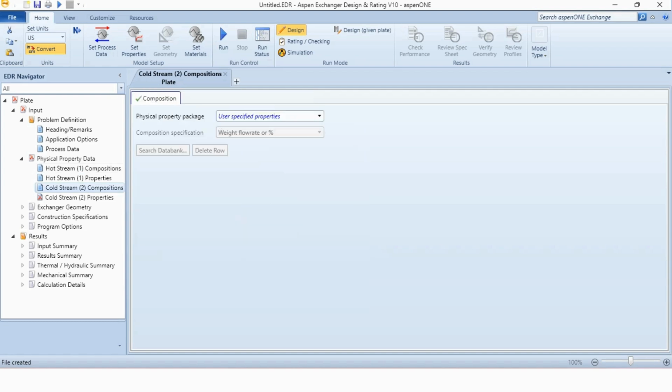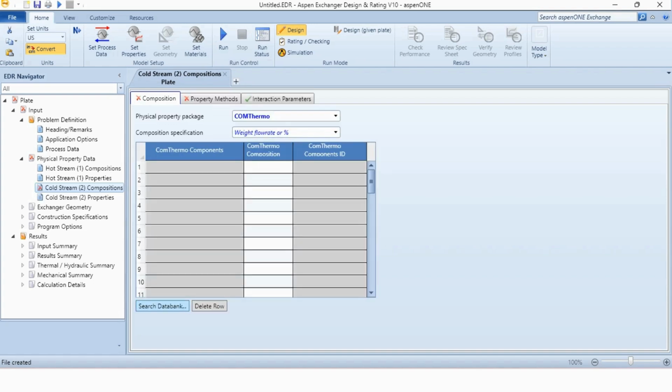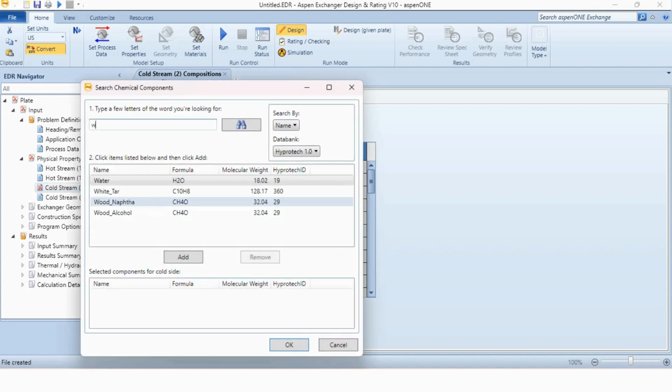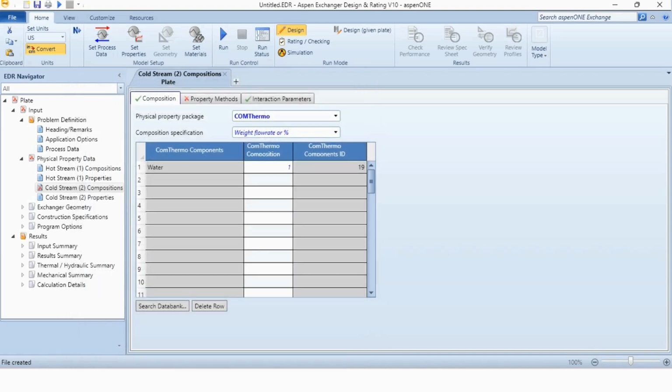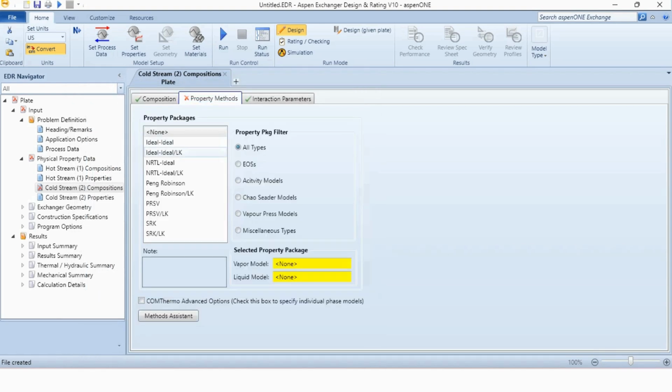For cold stream properties, instead of user specified, select from thermo. Again, going to search data bank. We'll select water, add, again OK. In property method, again selecting Ideal-LK method. And after these all are selected, we will now click on this run button to get our answer.